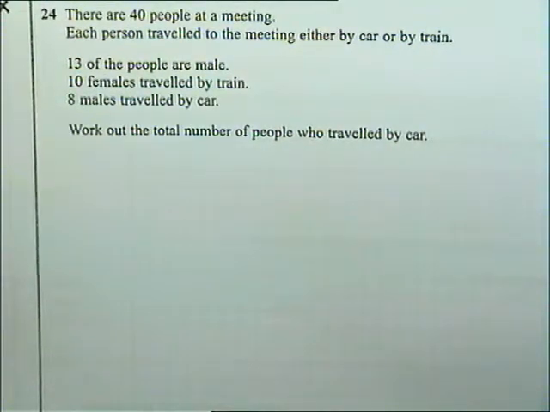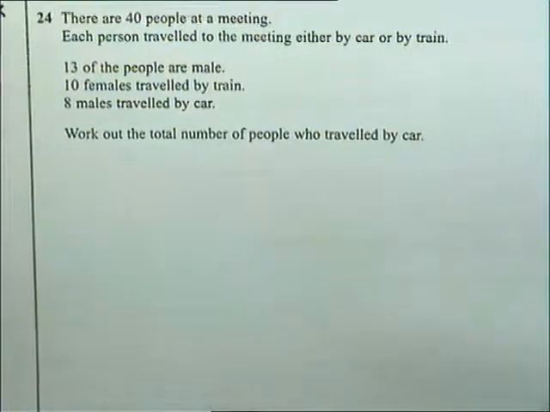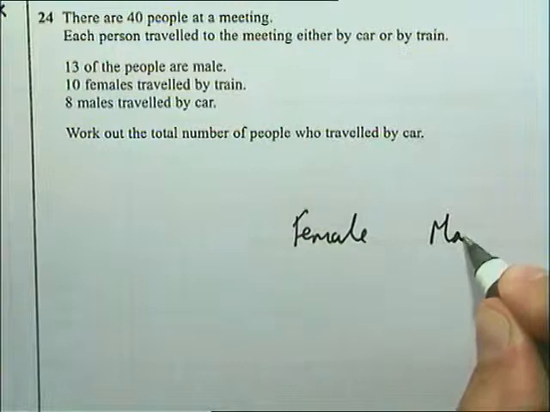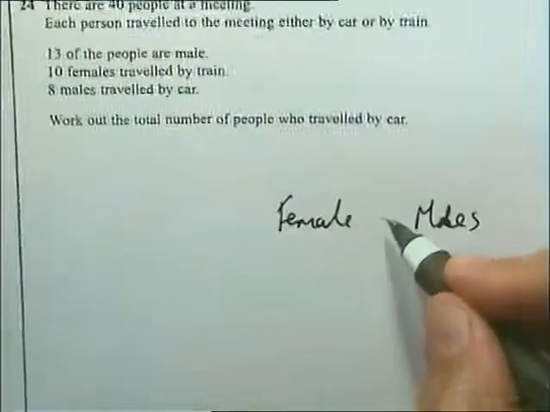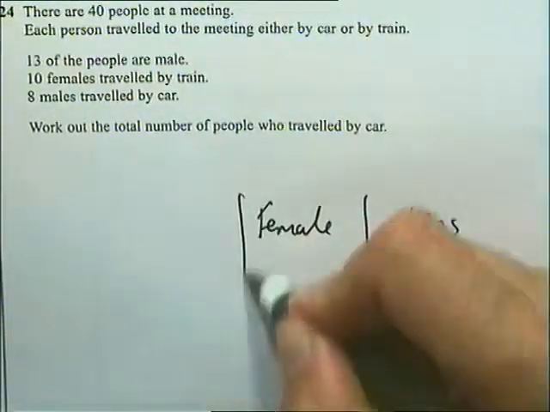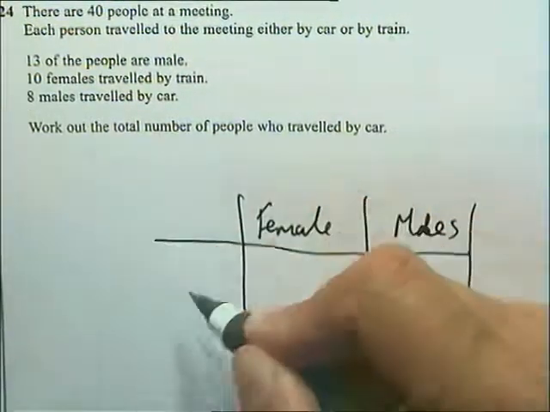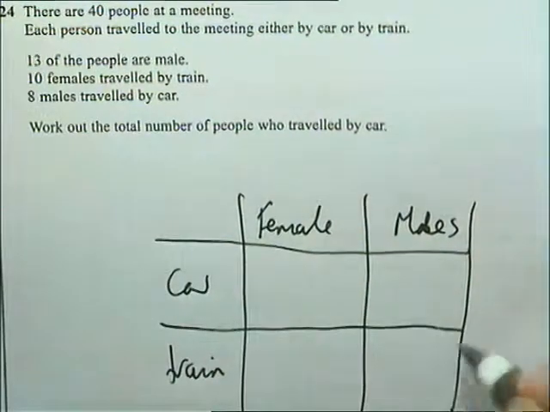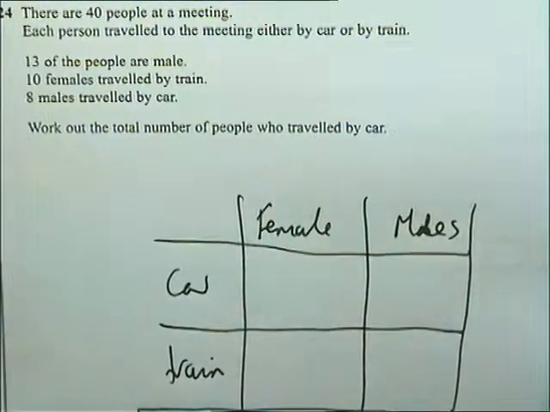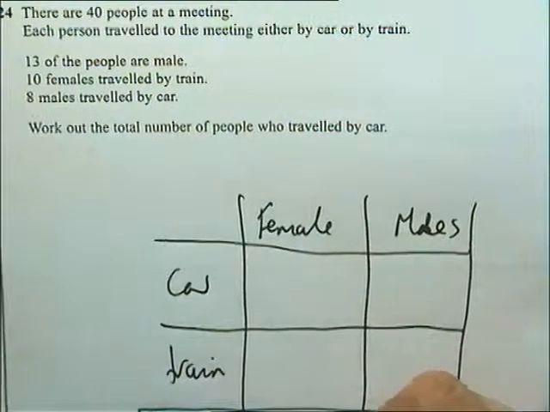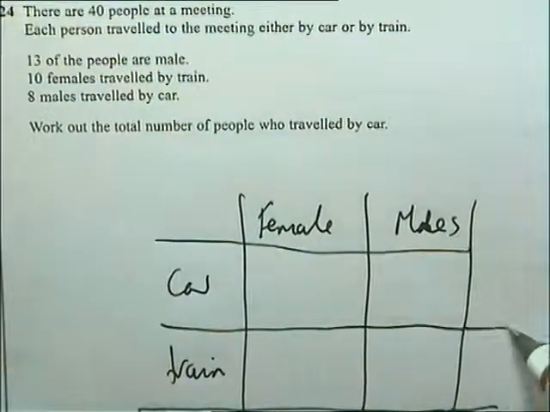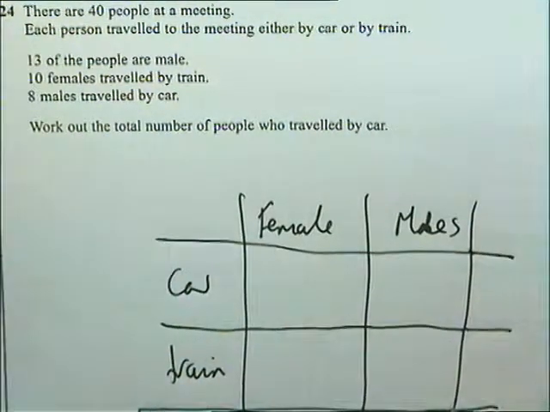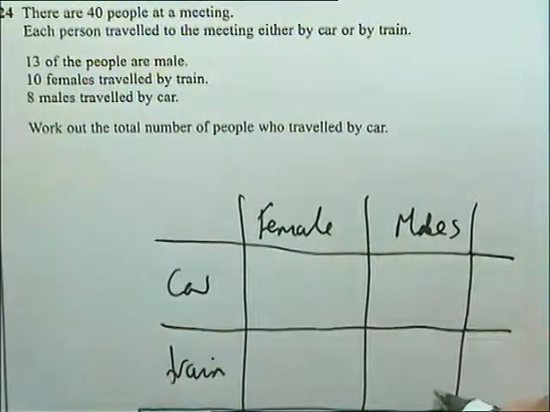You can work it out by deduction, but the best way to do it is actually to put it in a two-way table. So we've got females and males, and we've got car and train, and we know the total is 40, so we can fill these bits in here. We know 13 of them are male, so the total of car and train is male.